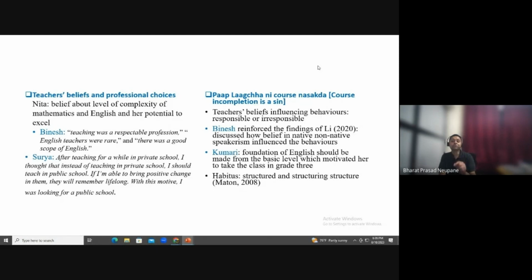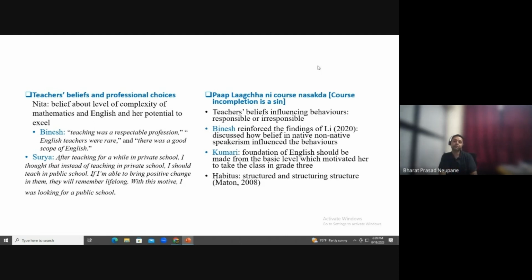Even though the research of Lee 2020 was not on how environment influences belief, and how this belief influences pedagogical choices and other activities, even this, how this belief on native, non-native has influenced their confidence and their behaviors. So in that sense, the story of Binas reinforces the fact that this belief influences the behaviors.